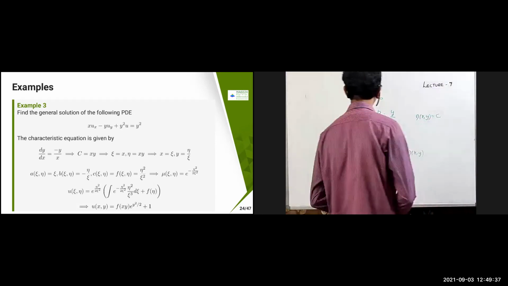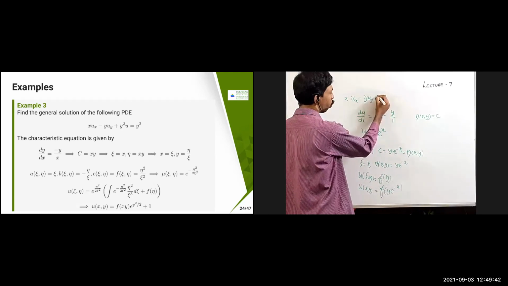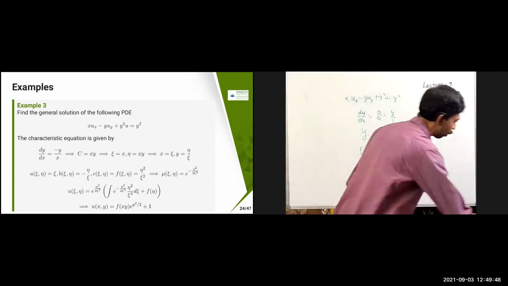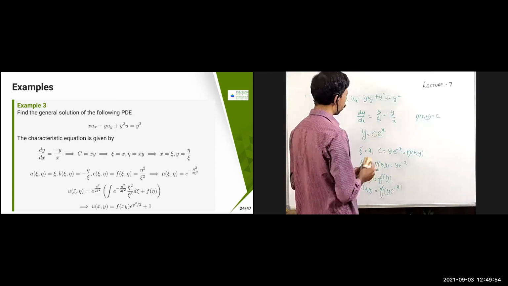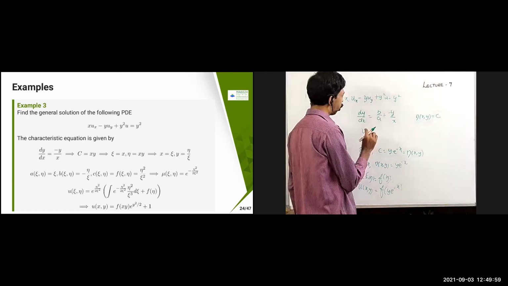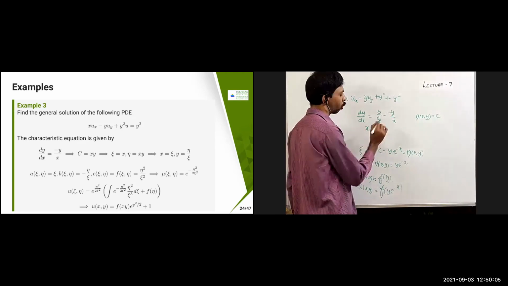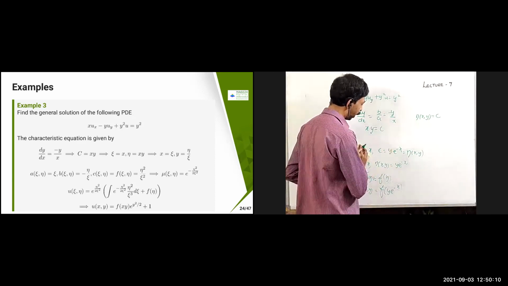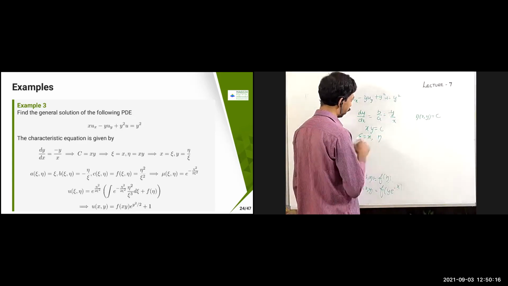Same way, one more problem. So x u x minus y u y plus y square u equal to y square. Okay, so in this case, what we need to do, same thing. So dy by dx equal to minus y by x is going to come. Okay, so therefore you are going to integrate this one. So dy by y equal to minus dx by x. So you are going to get xy equal to c, hyperbola. Okay, so chi equal to x and eta equal to xy.